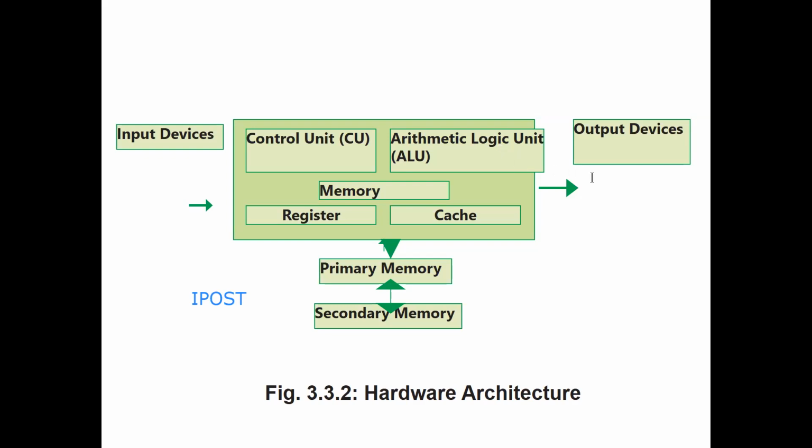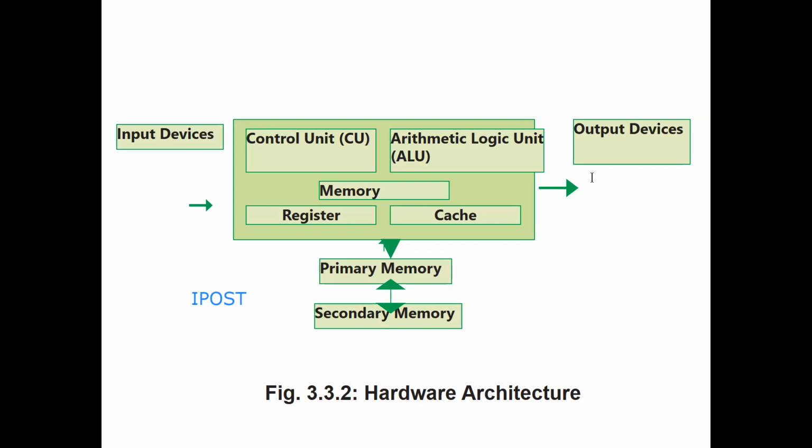Then ultimately the results will be displayed either on the printer or on the monitor, or if you want to send it to some other devices, it will be displayed on some other device, including printers. So that is output devices. And then storage: you have primary storage and secondary storage. Primary storage is meant for temporarily storing the data. Secondary storage is meant for permanently storing the data.